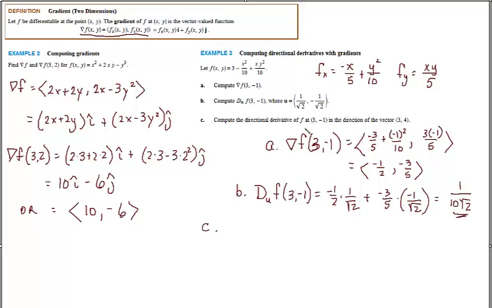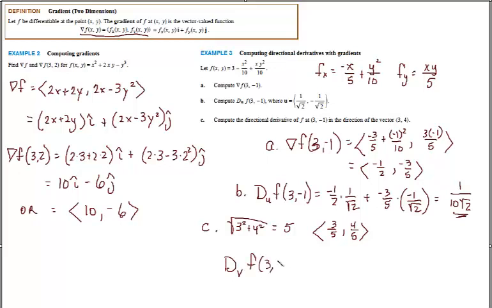I'm supposed to compute the directional derivative at the same point, but with this vector. Now they didn't give me a unit vector, so I'm going to have to get the magnitude of that. The magnitude is going to be the square root of 3 squared plus 4 squared, and that's going to give me 5. So that unit vector there is going to be 3/5, 4/5.